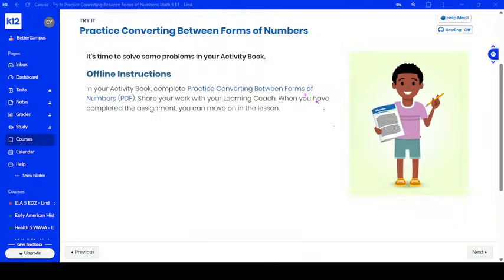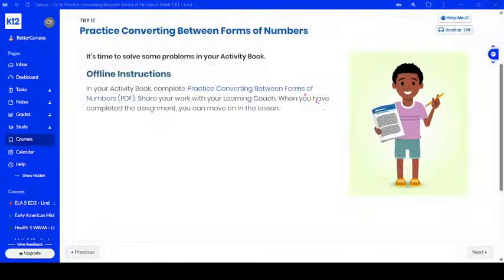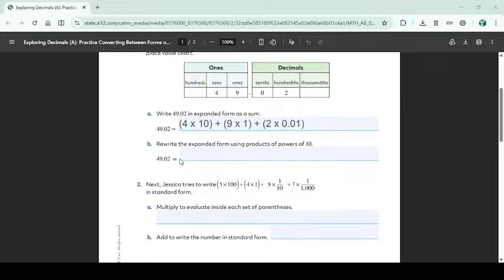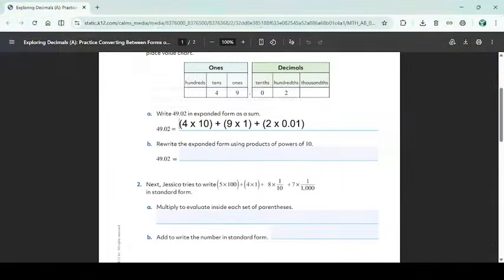Okay, let me just get something. Okay, so let's open the link. I've already started working on it. Whoops. Let's see.